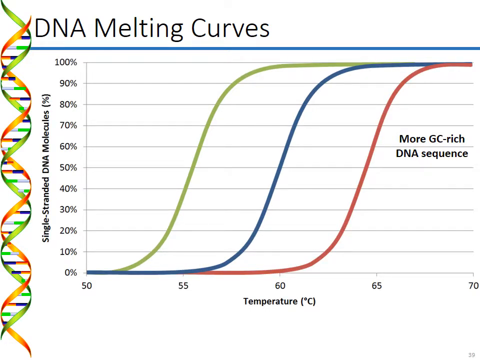Now we've added an additional DNA melting curve, this one shown in red. This represents a more GC-rich DNA sequence. As you can see, the overall shift of the curve relative to the blue curve is to the right, toward higher temperatures. And we can see that the Tm is much higher than it was in the blue curve. Here the Tm is approximately 64 degrees. And so at 64 degrees would be where 50% of the red curve's molecules are in their single-stranded formation.